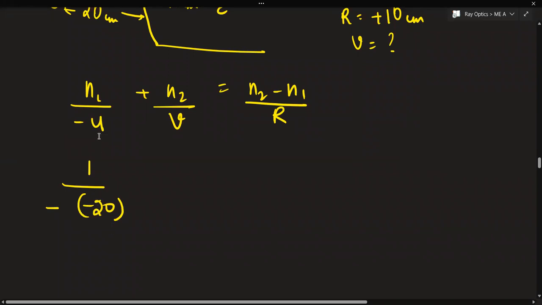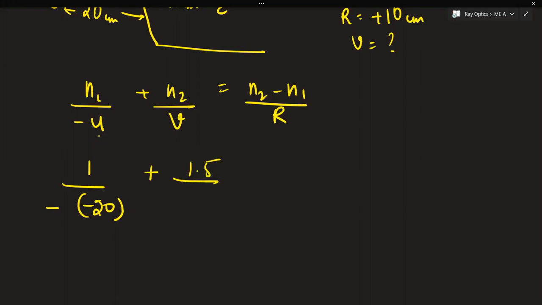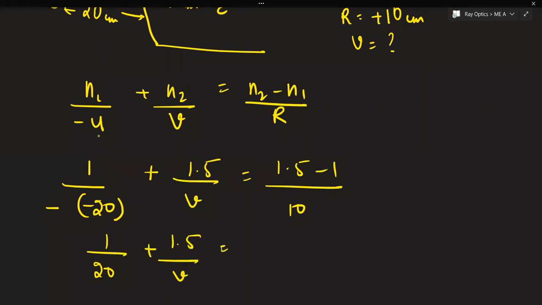That is what I was saying when we ended the class, that you keep the sign conventions. Just one place you do not have to keep the sign conventions is optical instruments. That, when we do it next weekend, I'll tell you. So this becomes 1.5 by V, image distance unknown. Again, 1.5 minus 1, radius of curvature positive 10. So 1 by 20 plus 1.5 by V is equal to 0.5 by 10.